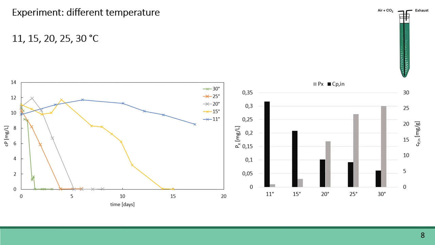For the results of productivity and intracellular phosphorus, you can see quite the same trend. So we have the highest productivity at the highest temperature. But the good result is that even at lower temperature, the cells were still able to store the phosphorus inside of the cell. So still, it could be used in lower temperatures.